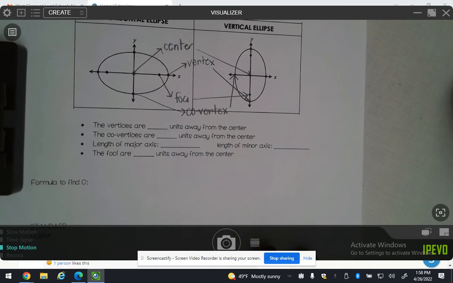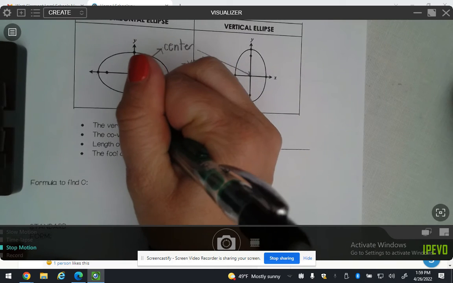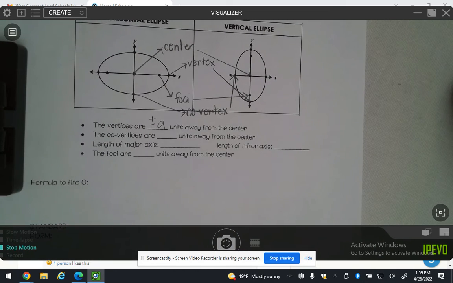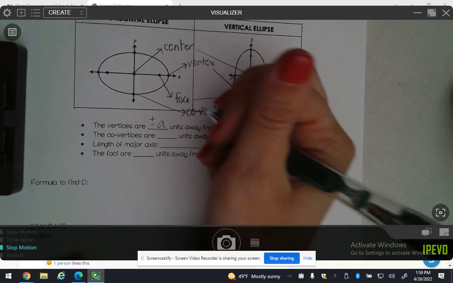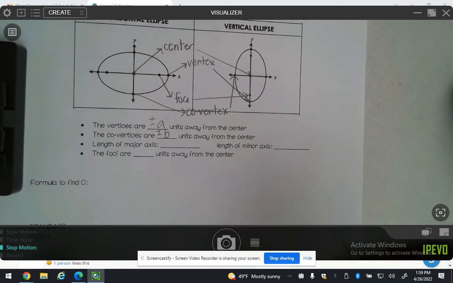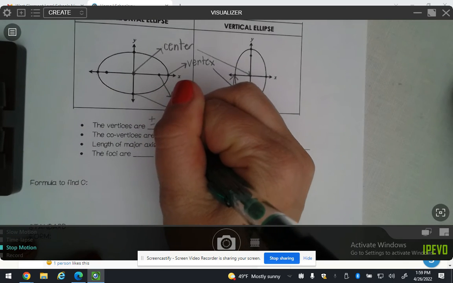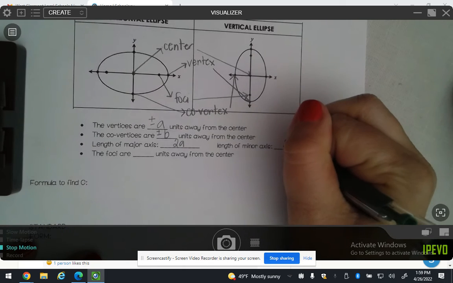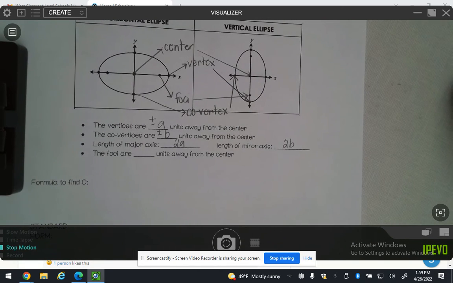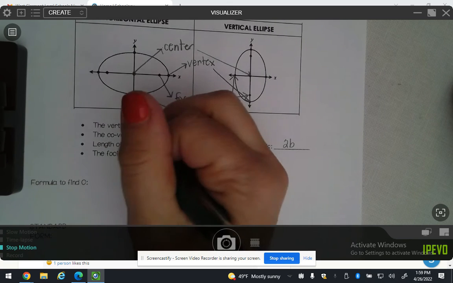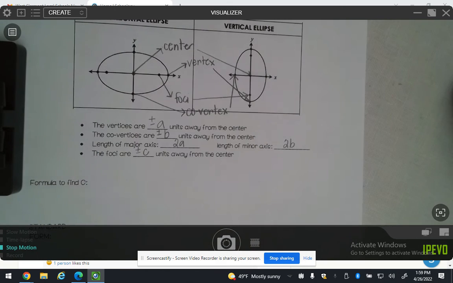So, to graph the vertices, they are plus or minus a units away from the center because you have one on the left and one on the right, or one up and one down. But the a is important. They are plus or minus a units away. The covertices are plus or minus b units away from the center. If I ask you for a length, the length of your major axis is 2a, and the length of your minor axis is 2b. And the foci are plus or minus c units away from the center.